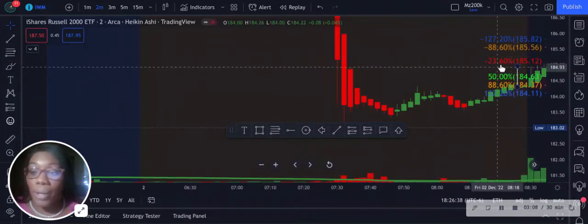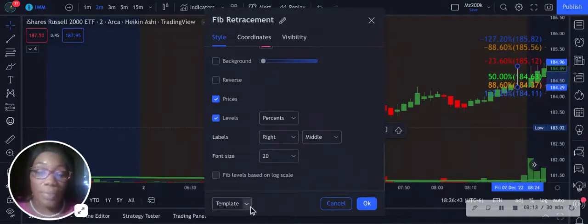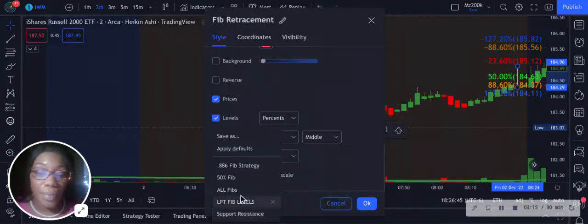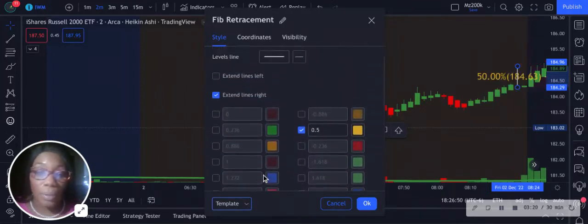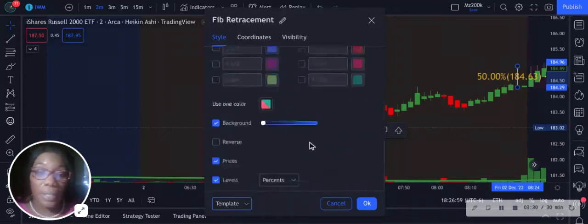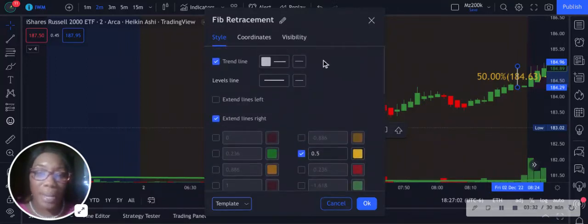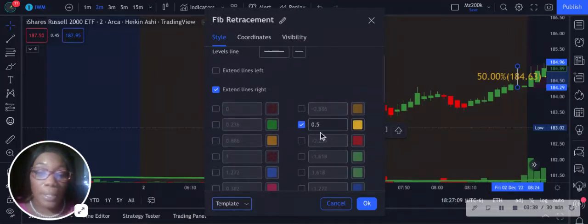And so when the market first opened, I don't need all the levels. The only thing that I need is the 50% retracement. So I have several levels that I use set up. One is the 50% retracement for market open to play the ORB. I have done a detailed video on, I think, Fibs. If not, I can do one. Just let me know. But for now, you're going to uncheck everything but the 0.5 on the right hand side.